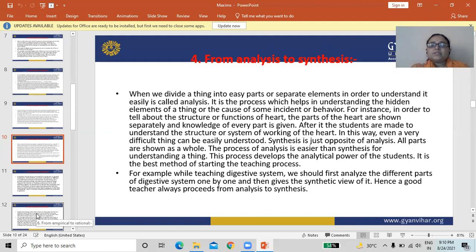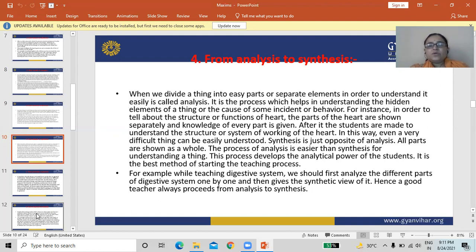From analysis to synthesis. When we divide a thing into easy parts or separate elements in order to understand it easily, it is called analysis. It is a process which helps in understanding the hidden elements of a thing or the causes of some incident or behavior.